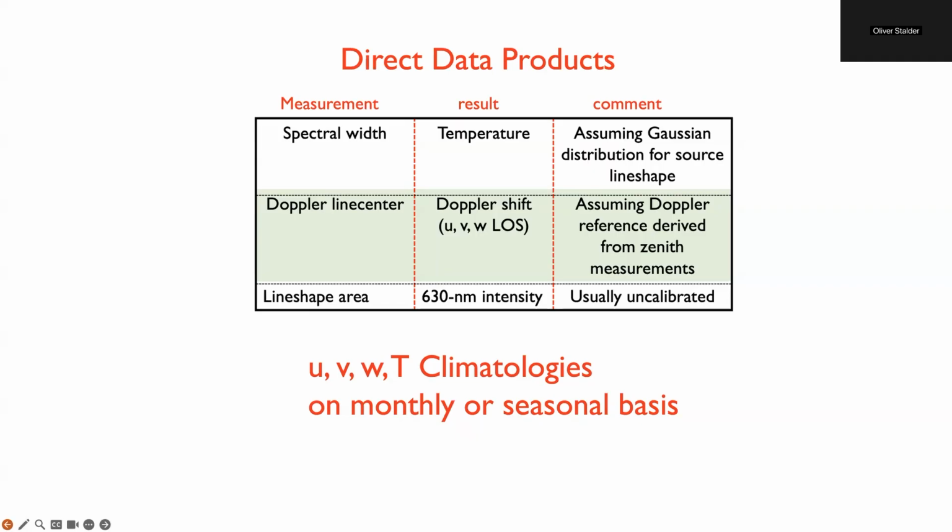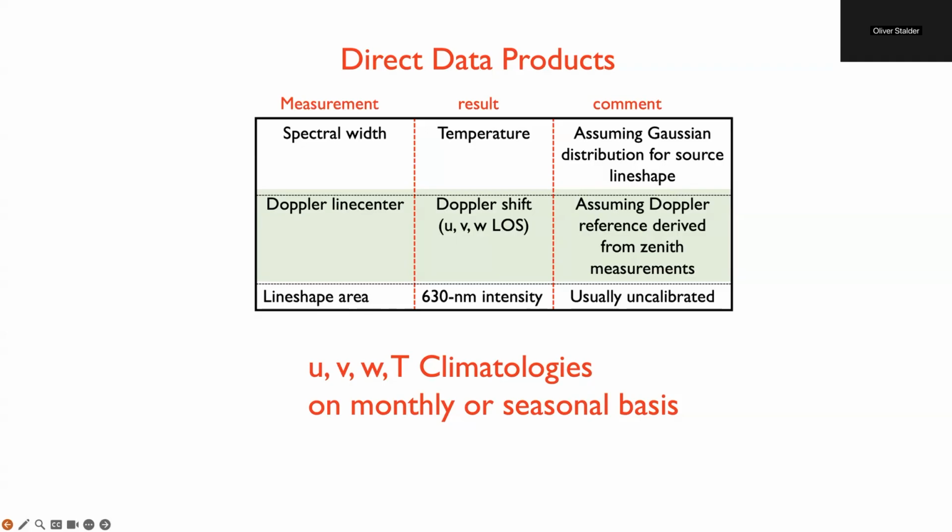The Doppler center, the line center, gives us the Doppler shift, but we have to make the assumption that we can do a pretty good job of deriving the Doppler reference by looking at the zenith, as I've discussed before. From the line shape area, we get the intensity, but it's generally uncalibrated. But we could calibrate the Fabry-Pérot intensity response by comparing with a simultaneous measurement taken by an imaging all-sky system that is calibrated.